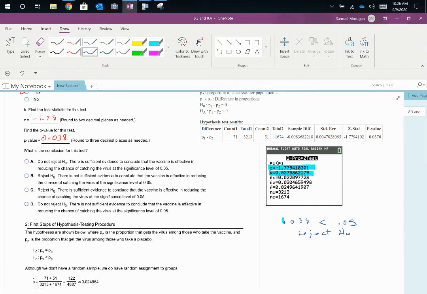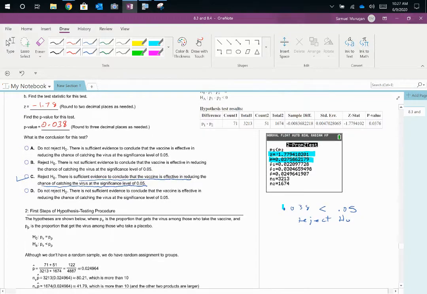In other words, there is sufficient evidence to conclude. We're rejecting the null hypothesis. We're saying the null hypothesis is not true. So we are, in effect, going with the alternative hypothesis. The alternative hypothesis was that there is sufficient evidence to conclude that the vaccine is effective in reducing the chance of catching the virus at the significance level of 0.05.